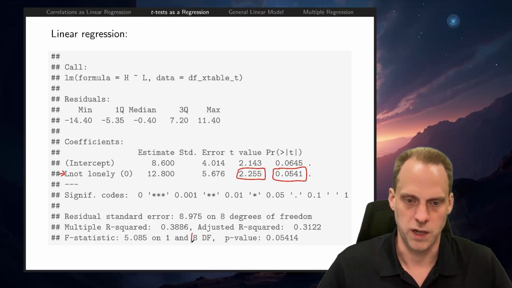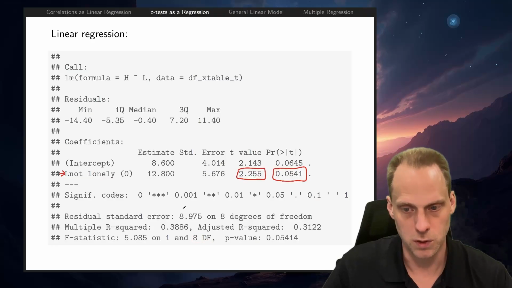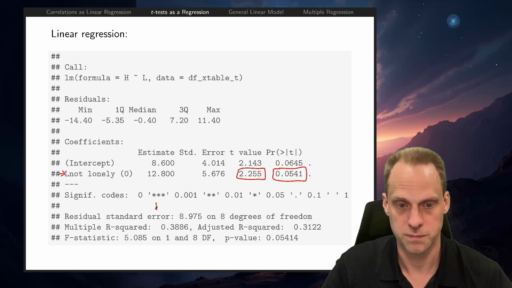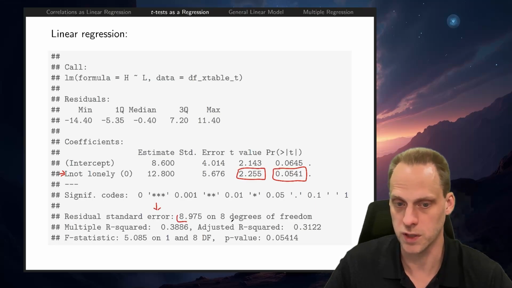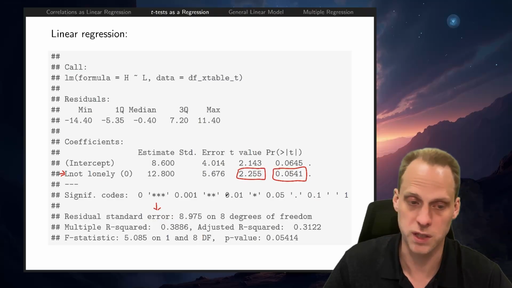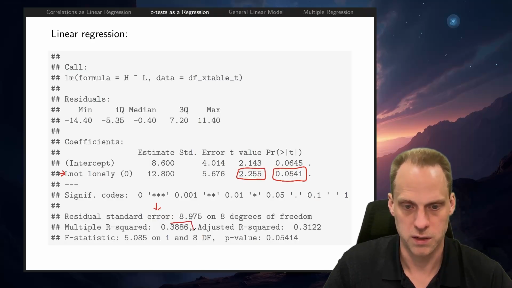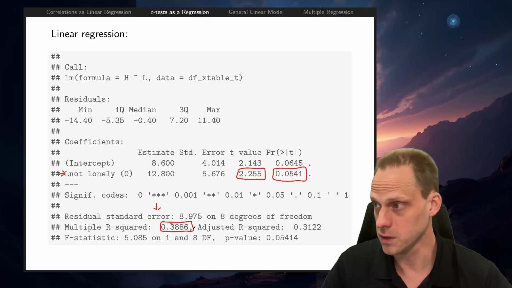We get here our 8 degrees of freedom. This is the thing we're looking for, the t-value. But look at that, what does this say here at the bottom? Some other stuff here. Residual standard error, 8.975 on 8 degrees of freedom. That's what actually leads to degrees of freedom in the t-test. But we get the R squared, which is our explained variance.